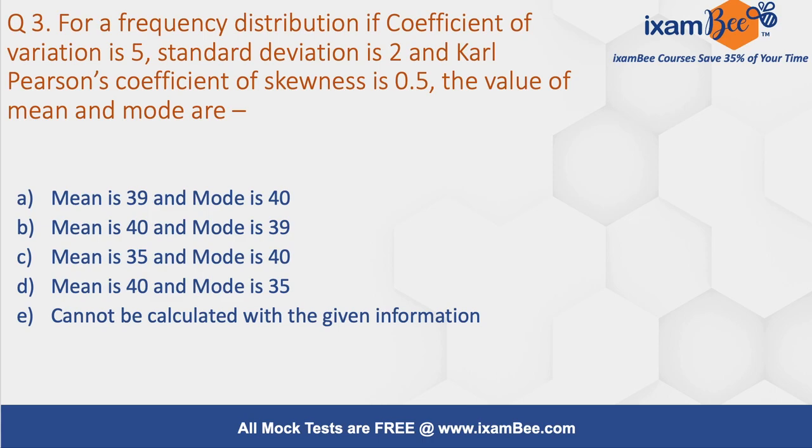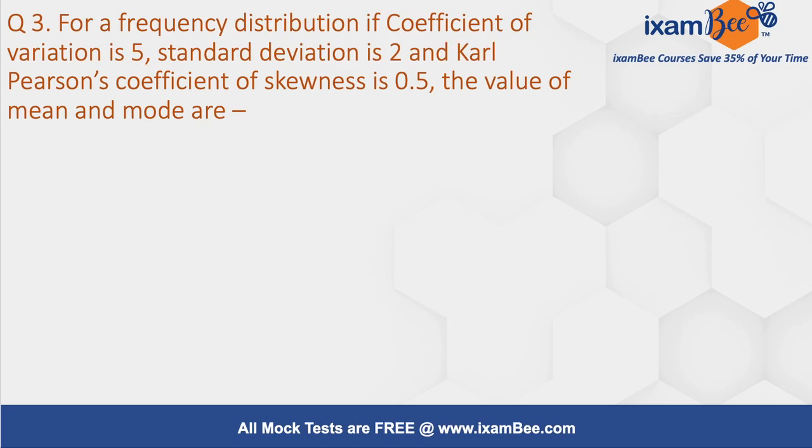Let's see question number 3. For a frequency distribution, the coefficient of variation is 5, standard deviation is 2, and Karl Pearson's coefficient of skewness is 0.5. Now we have to find the value for mean and mode. Here we have to find the value for 2 variables, so this question is important for 2 marks.